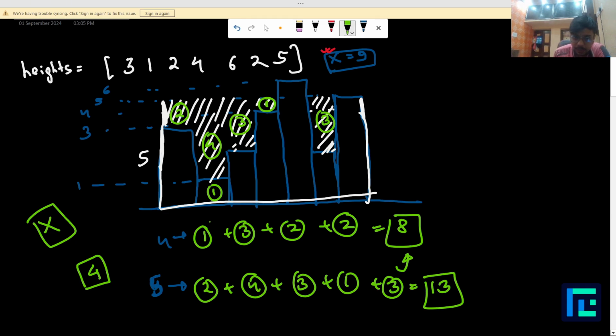Do you all agree? So can you do this? Can you use the 13 units of water? The answer is no. So you can't build a tank of height 5. Okay.